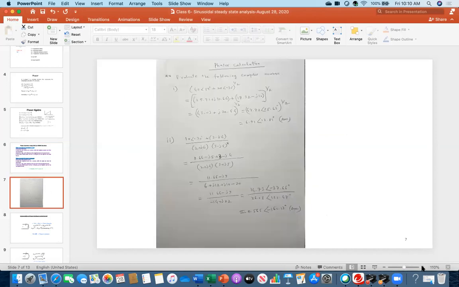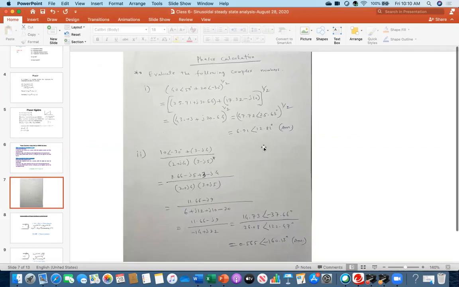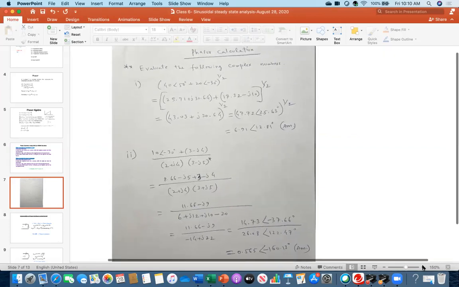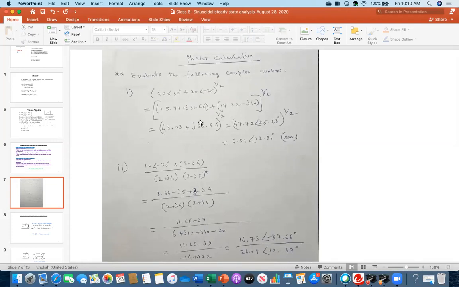Everybody, please try these two. I have done some calculations. Everybody see, just two examples. You practice. Everybody practice. Evaluate the following complex number.